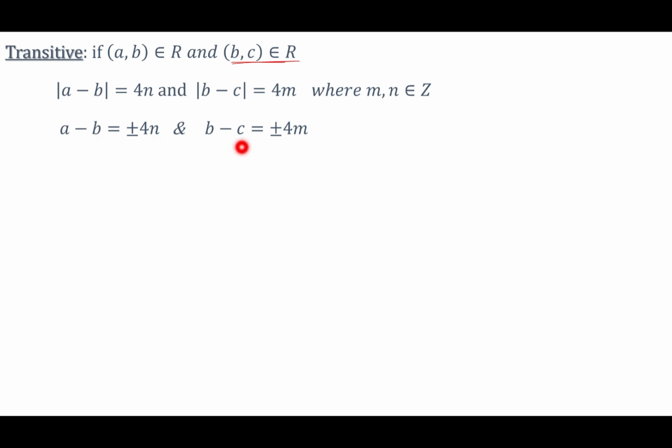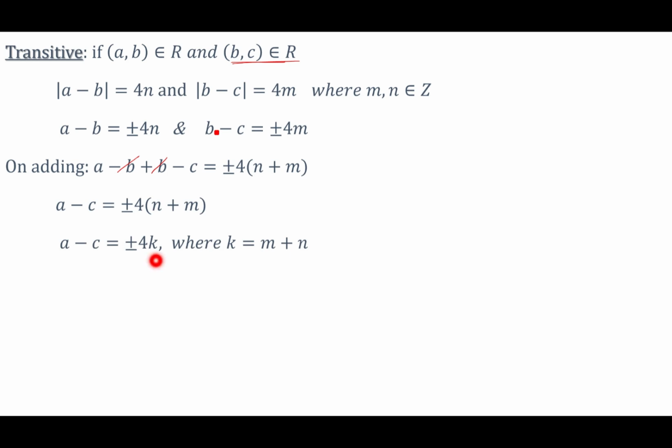Now, on adding these two equations, (a − b) + (b − c) = ±4(n + m). I took 4 as common, and here negative b and positive b get cancelled. So a − c = ±4(n + m). Now n + m is an integer, which means the sum of two integers is again an integer, which I say is k, where k = n + m, so a − c = ±4k.